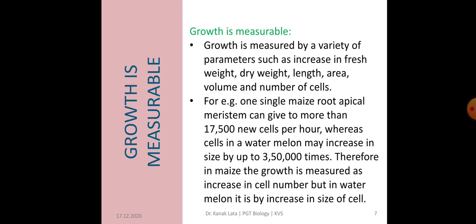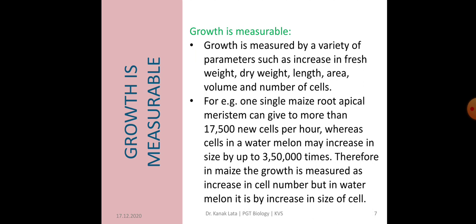Now the next topic is about the fact that plant growth, or growth, is measurable, meaning it can be measured by different parameters. The different parameters used to measure growth are increase in length or girth, increase in fresh or dry weight, increase in area or volume, and increase in number of cells produced. So for measuring the growth of a plant or plant organs, we have to choose a suitable parameter.